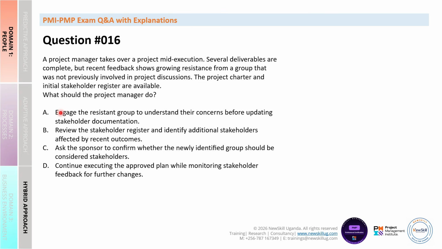Option A. Engage the resistant group to understand their concerns before updating stakeholder documentation. Option B. Review the stakeholder register and identify additional stakeholders affected by recent outcomes. Option C. Ask the sponsor to confirm whether the newly identified group should be considered stakeholders. Option D. Continue executing the approved plan while monitoring stakeholder feedback for further changes.